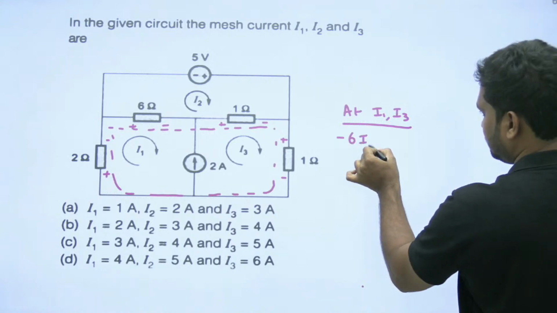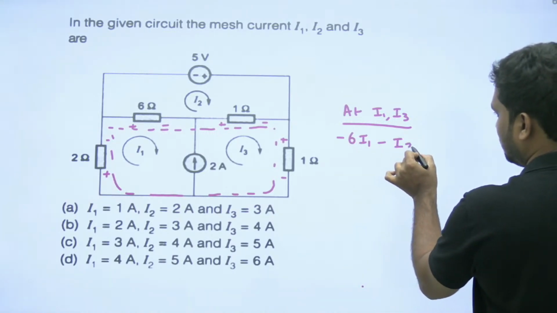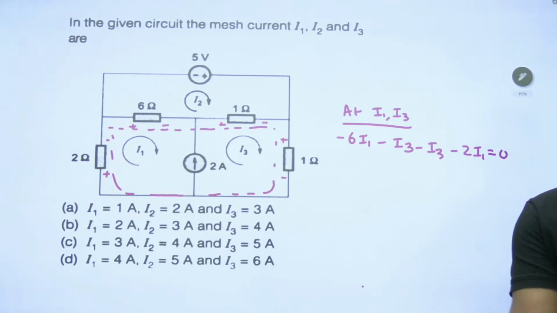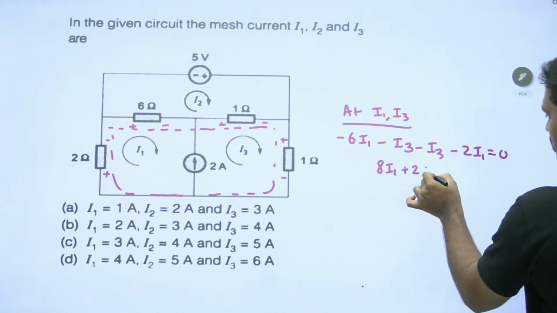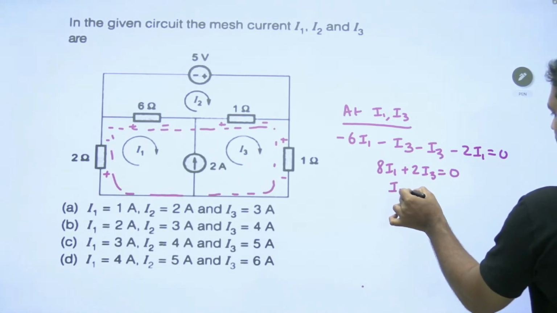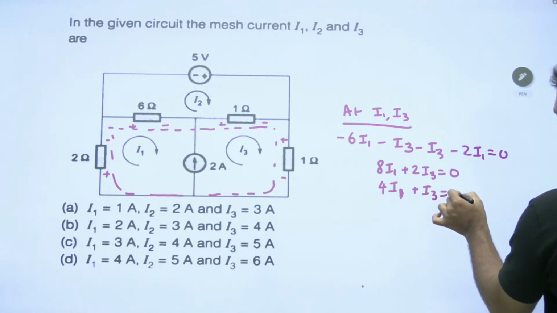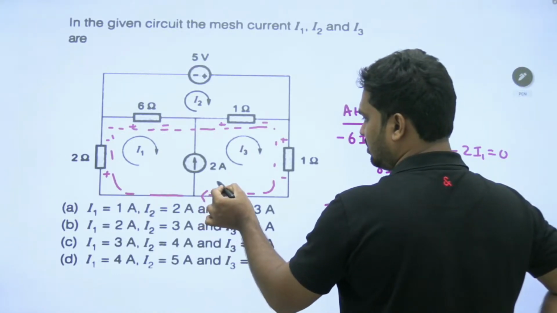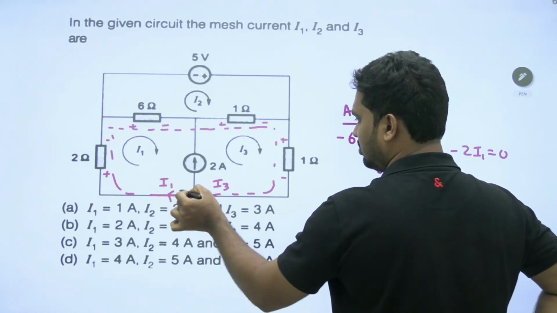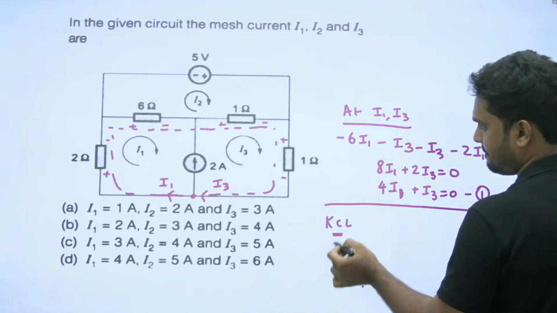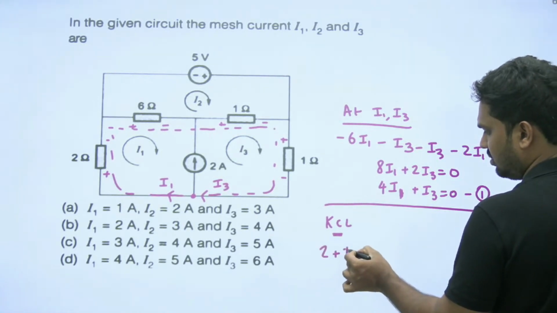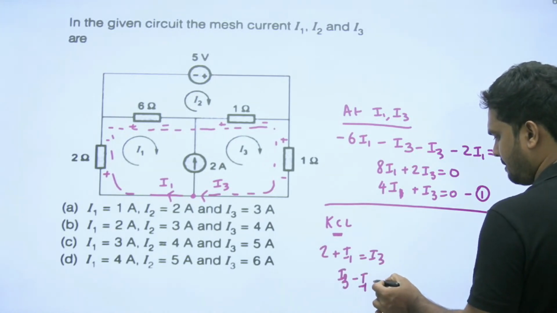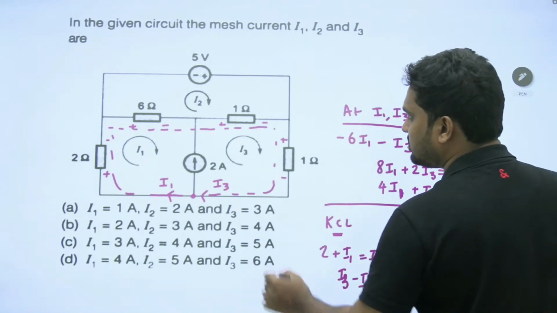So at I1 and I3, minus 6I1 minus I3 minus 2I1 equal to 0. That gives 8I1 plus 2I3 equal to 0, so 4I1 plus I3 equal to 0. Equation 1. Here, this is I3, this is I1. You should apply KCL: 2 plus I1 equal to I3. Last question, last equation.